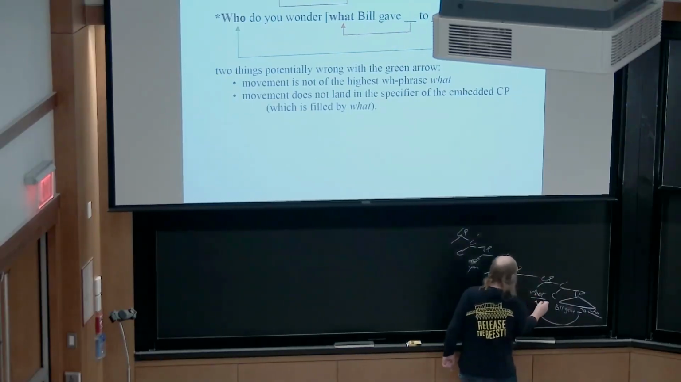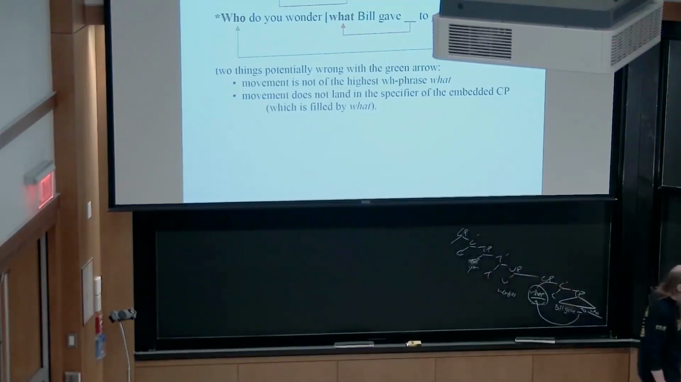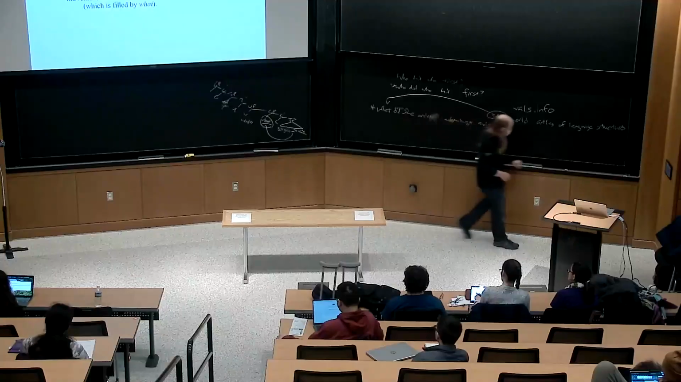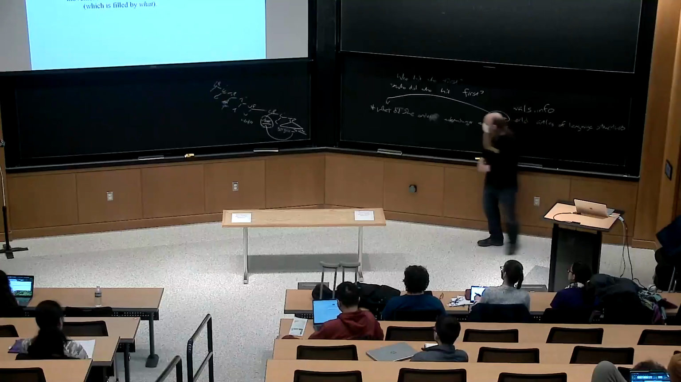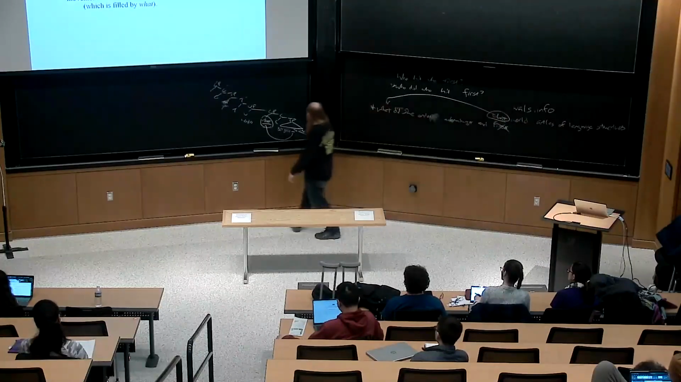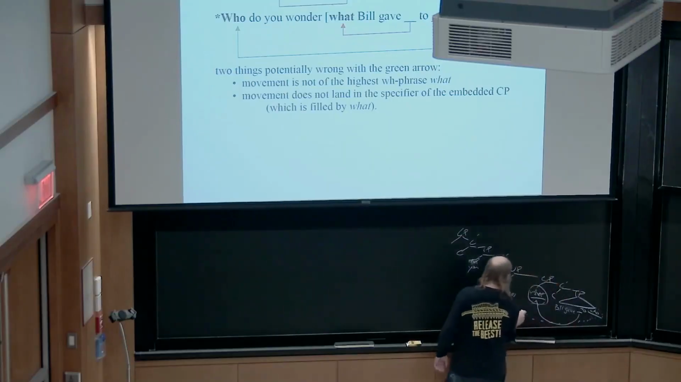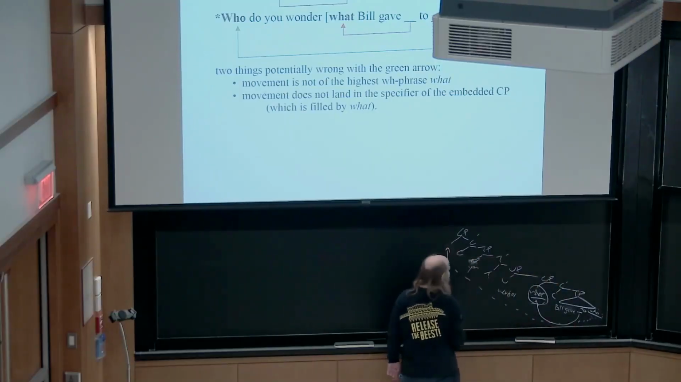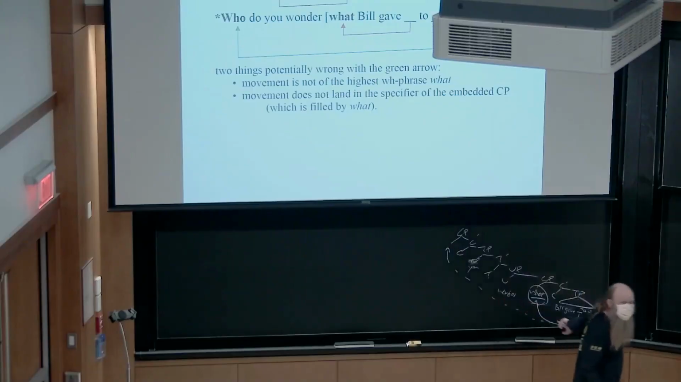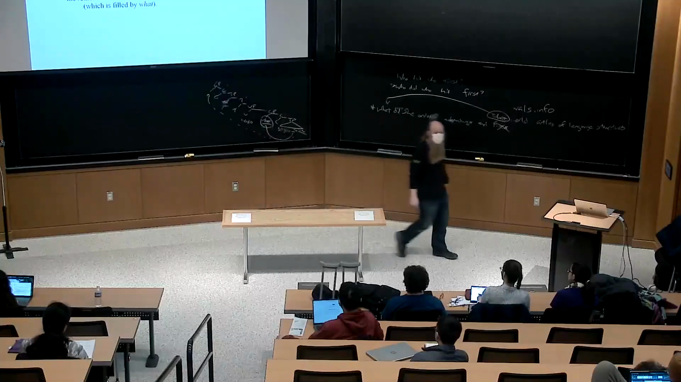So we first moved what into the specifier of the embedded CP. And now, this is one of the few times in my life I wish I had colored chalk. Now we're going to take who, and we're going to move it up to here. And there's something wrong with this. Right? We're going to try to figure out what's wrong with it.